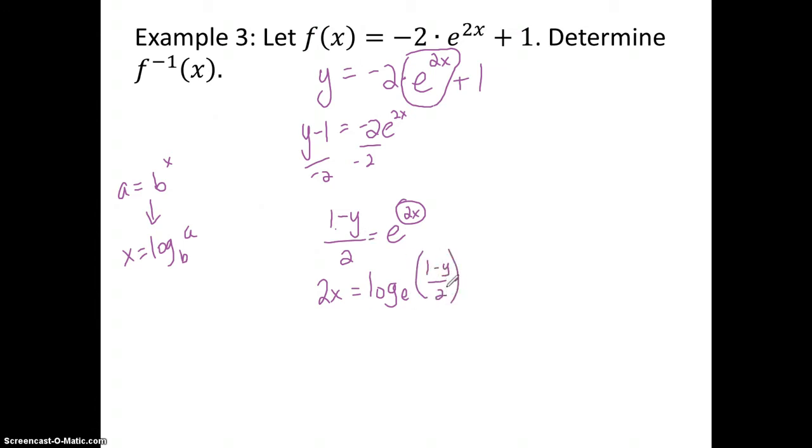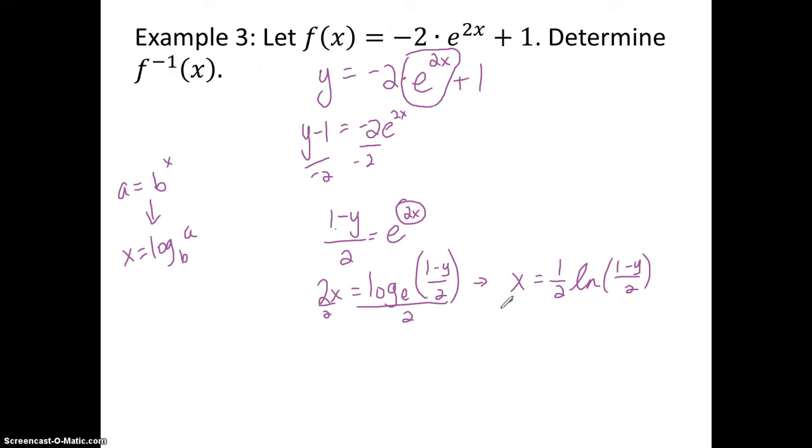Now, if this is a review for some of you and you know some properties of logarithms, I'm going to go over that in the next video. You really don't have to do any simplifying here. But we do have to solve for x. So we're going to divide everything by 2. And I'm going to get x equals, I'm going to put the half right in front, 1/2. Log base e is ln, it's the natural log, 1 minus y over 2.